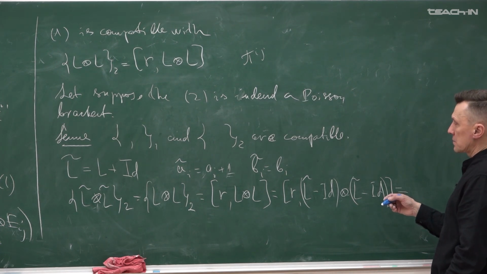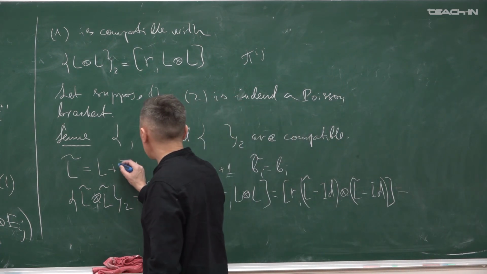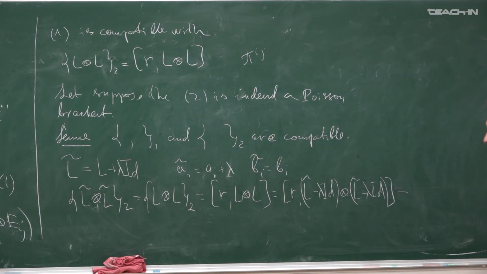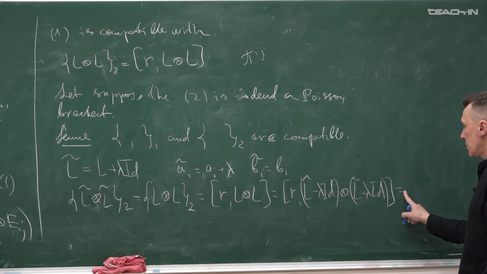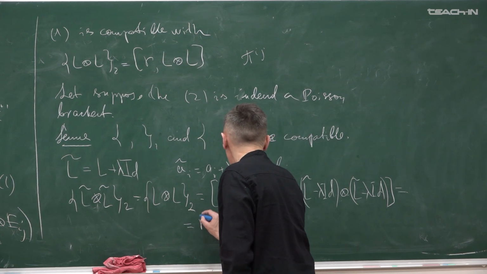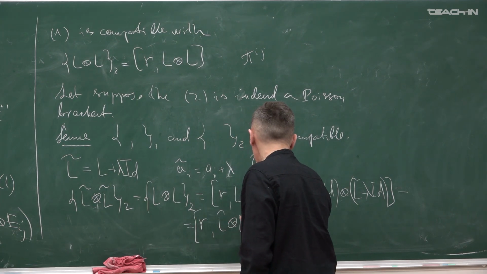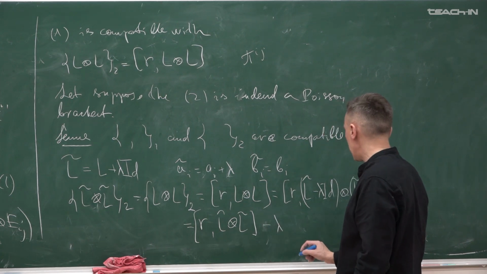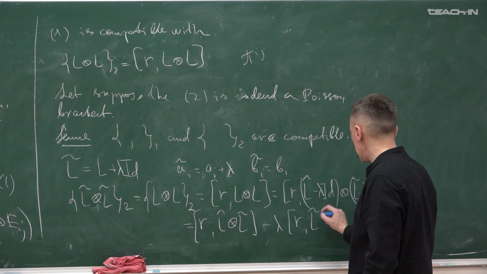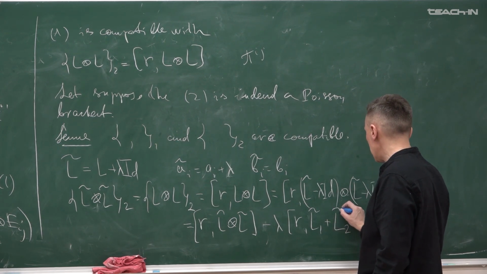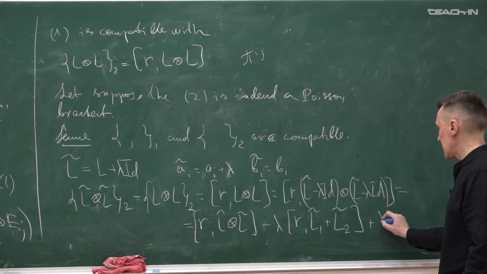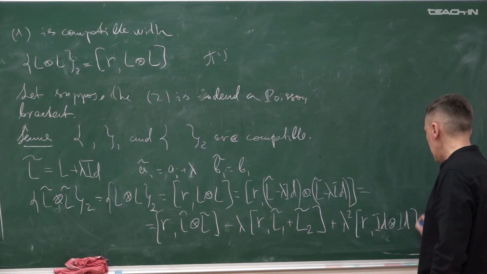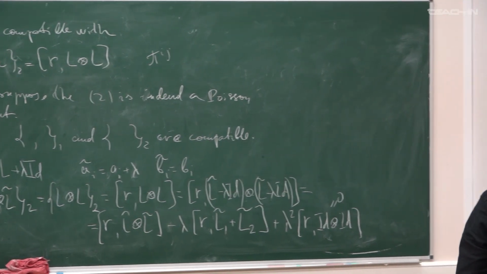It's better to place here a parameter lambda, and then it is R applied to L tilde, minus lambda R applied to L tilde 1 plus L tilde 2, and plus lambda squared R applied to the identity, but this is 0 because it is an identity matrix.